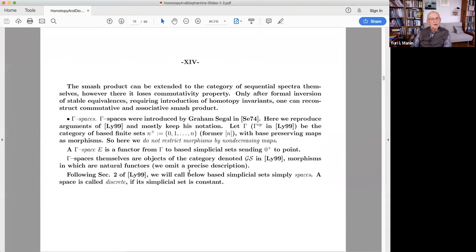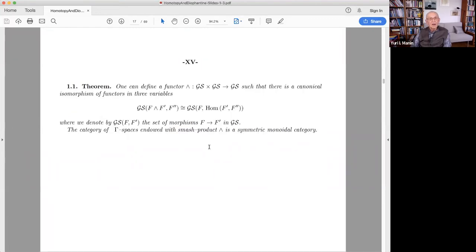And now, following Lydakis, we will just call based simplicial sets simply spaces, and spaces called discrete if its simplicial set is constant. And the central theorem in this construction is this. So one can construct a functor of two variables, here, here, and here, in the same category, and smash with respect to the smash product.